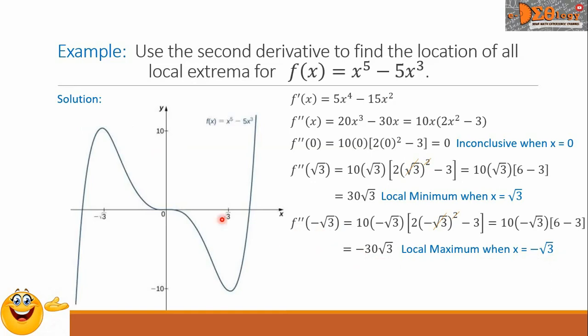Using the graphing facility, this is the graph of our f of x equals x to the power 5 minus 5x to the power 3. Let us examine the graph at its critical points when x equals negative square root of 3, when x is equal to 0, and when x is equal to square root of 3. We say that there is a local maximum when x is equal to negative square root of 3, and it's here. Also, there is a local minimum when x is equal to square root of 3. This is the point. And then, there is no local extremum when x is equal to 0. This is the point.